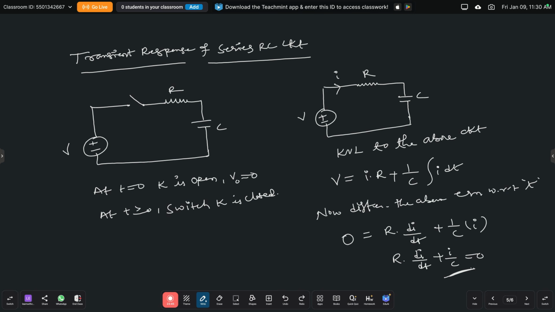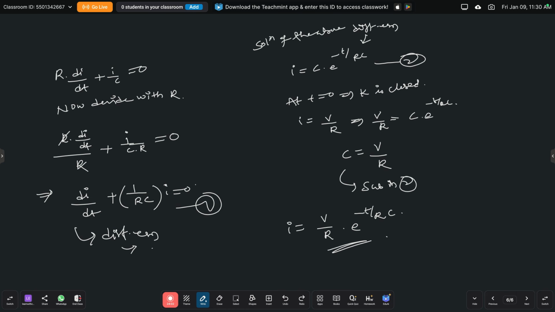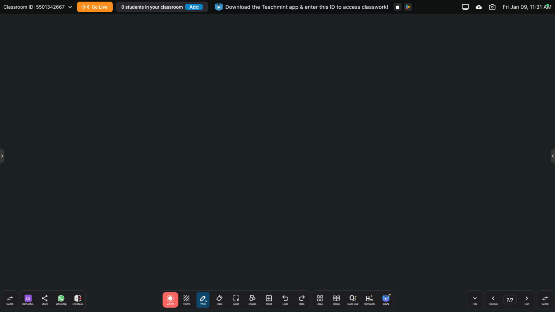In this circuit we are also going to find the voltage across the resistor, the voltage across the capacitor, and the power across the resistor and the capacitor. Here the total current is I equals V by R into e power minus t by RC. Now we are going to find the voltage across the resistance.